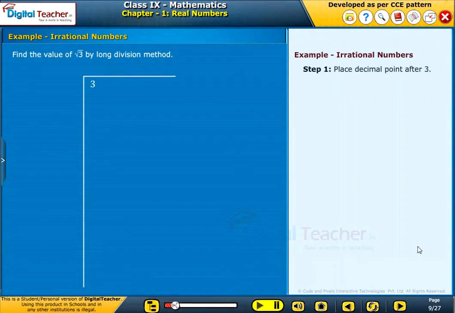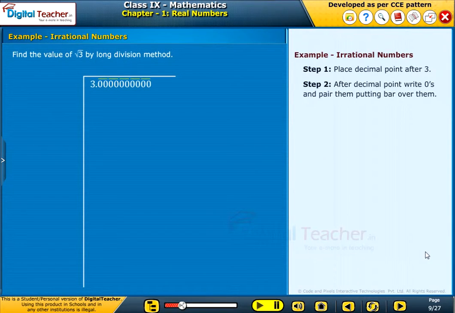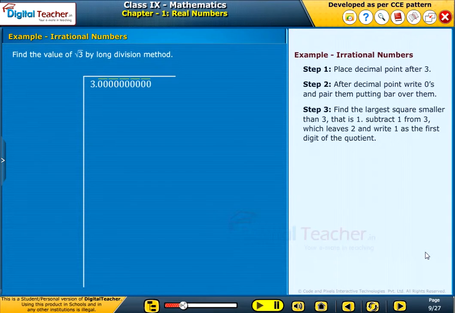Step 1. Place decimal point after 3. Step 2. After decimal point, write zeros and pair them putting bar over them. Step 3. Find the largest square smaller than 3, that is 1. Subtract 1 from 3, which leaves 2, and write 1 as the first digit of the quotient.